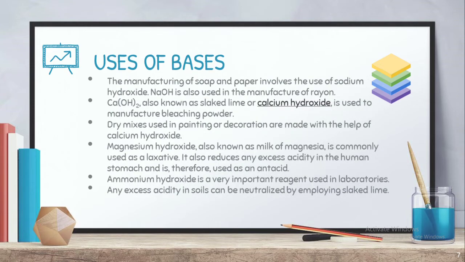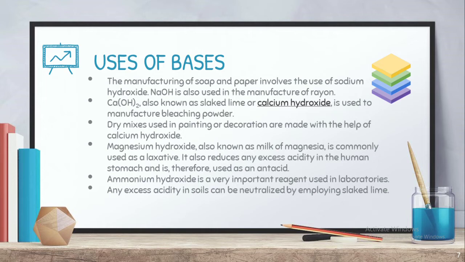And also, we have here the uses of bases. The manufacturing of soap and paper involves the use of sodium hydroxide, NaOH, which is also used in the manufacture of rayon. Ca(OH)2, also known as slaked lime or calcium hydroxide, is used to manufacture bleaching powder. Dry mixes used in painting or decoration are made with the help of calcium hydroxide.